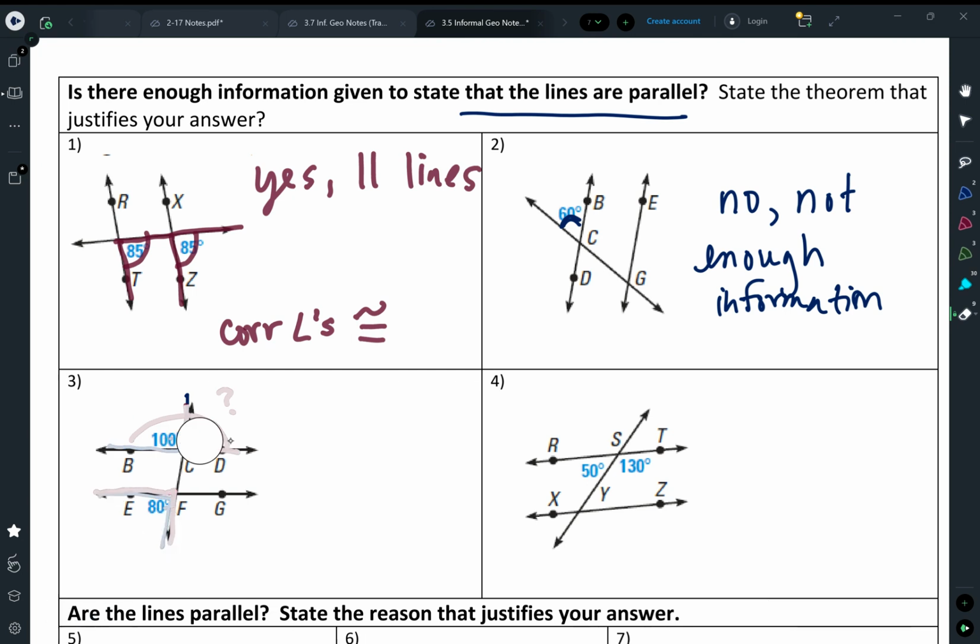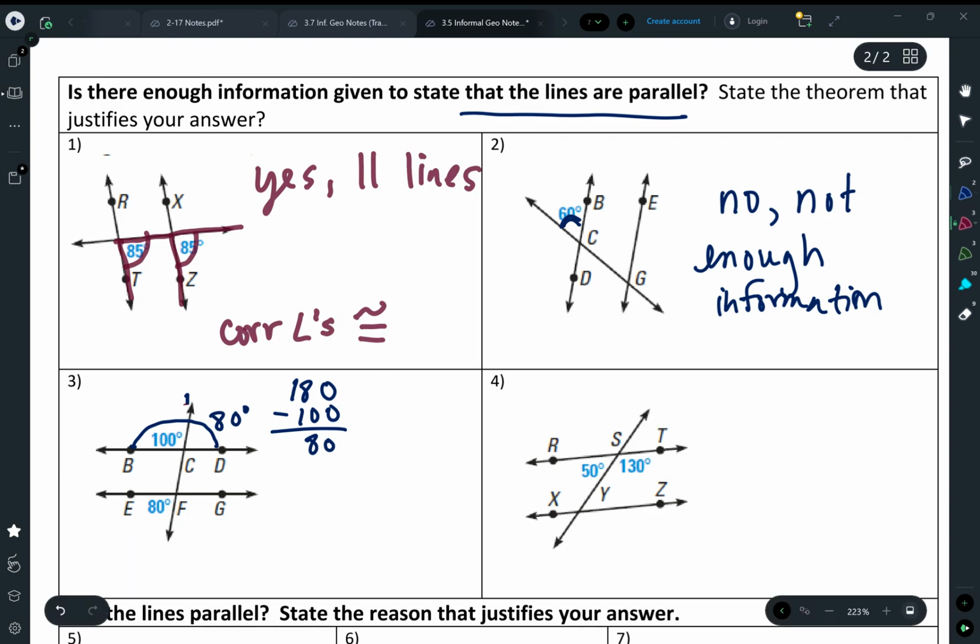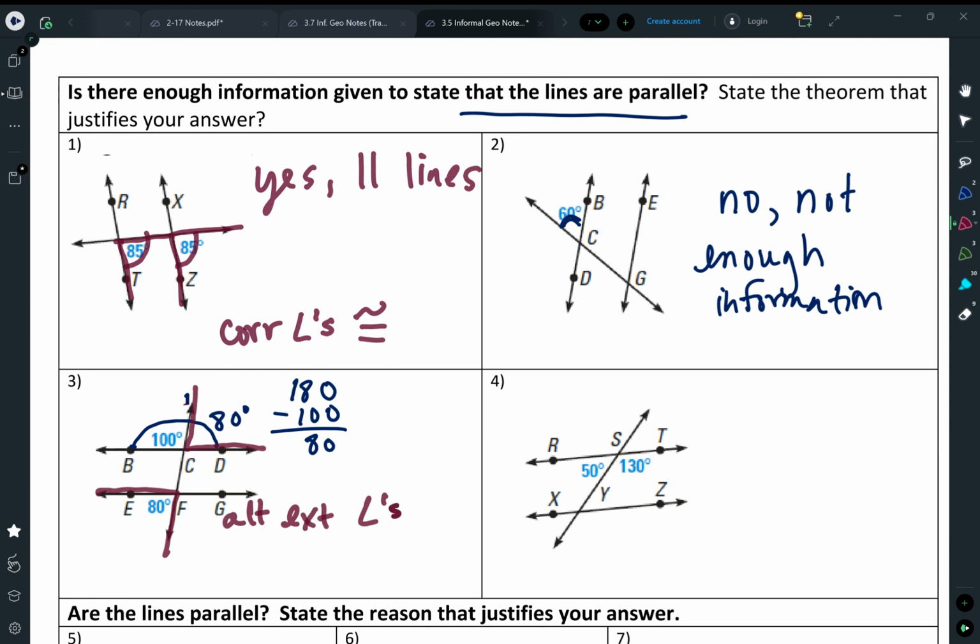So let me erase my little scratch work here. I know that if this angle is 100 and these two angles together are 180 because they make a linear pair, I could do 180 minus 100 is 80. And so this angle is 80 degrees. And now that I know that one's 80, I know this angle here and this angle here are both 80 degrees. So we have alternating exterior angles congruent, which means yes, we have parallel lines.